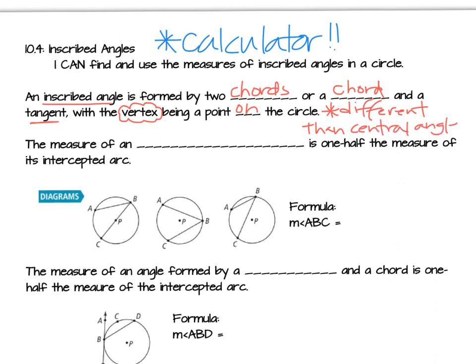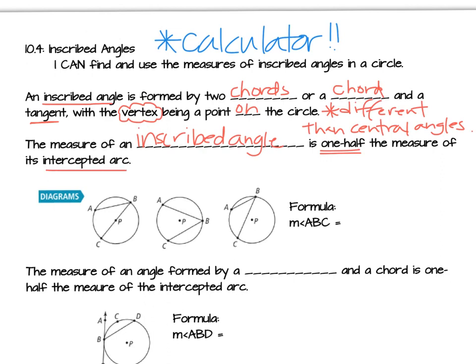A central angle had the exact same measure as the arc on the circle that it intercepted, but the measure of an inscribed angle is different. So the measure of an inscribed angle is going to be 1/2 the measure of its intercepted arc.